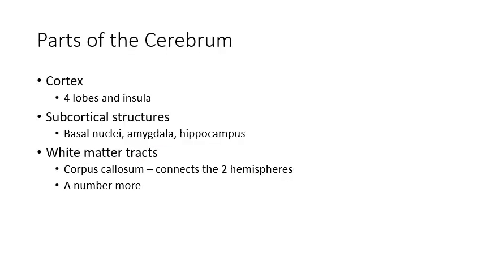Okay, the cerebrum itself can be divided into the cortex and into subcortical structures. So the cortex is the top part of the cerebrum that has all the squiggles on it, and then beneath the cortex you have the subcortical structures. The cortex is divided into 4 lobes and the insula, and then there's a variety of subcortical structures that are beneath it, but the main ones are the basal nuclei, the amygdala, and the hippocampus. Then finally you have a number of white matter tracts connecting one side of the cerebrum with the other, so connecting the 2 hemispheres. The most prominent one is the corpus callosum.